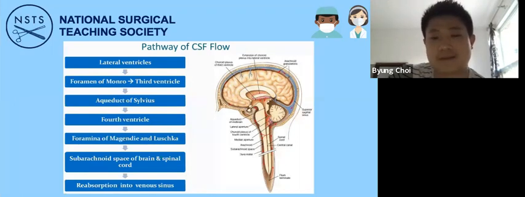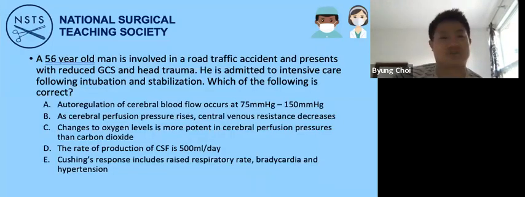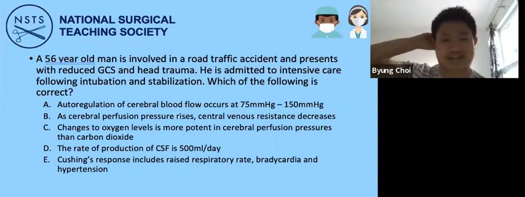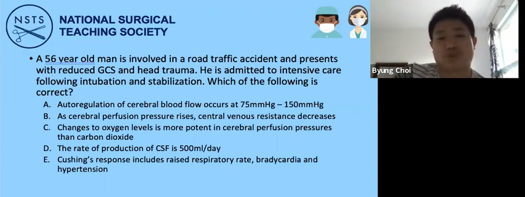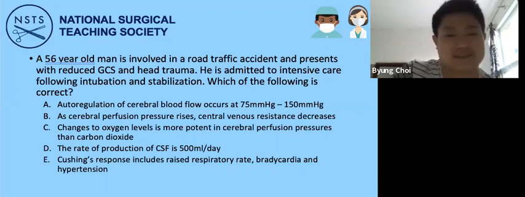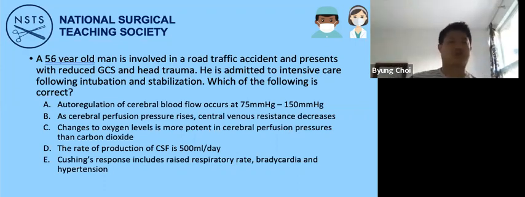Okay, so we'll go on to the next question now. A 56-year-old man is involved in a road traffic accident. They present with reduced GCS and head trauma. He's admitted to intensive care following intubation and stabilization. Which of the following is correct?